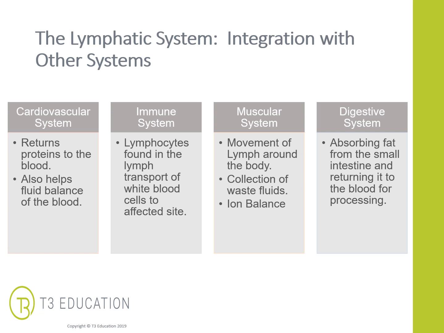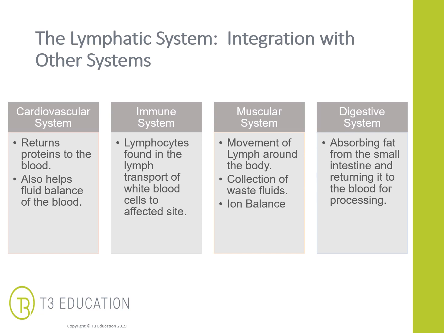The lymphatic system is vital for the immune system. One, in the creation of lymphocytes within the lymph nodes, and then the distribution and delivery of those lymphocytes around the body to where they're needed. And also in removing foreign agents from the body.